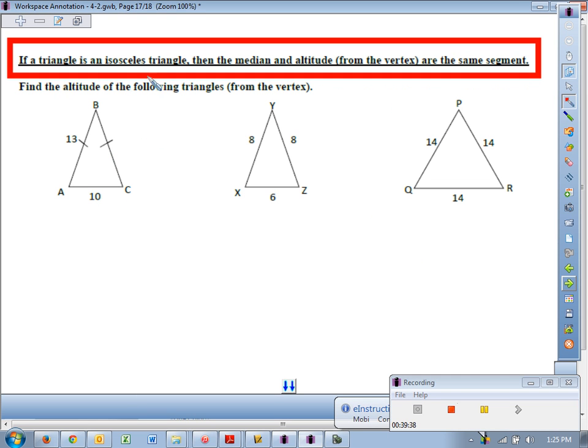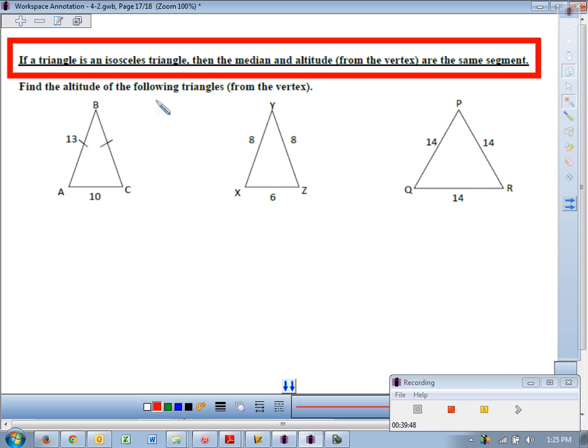And that's what this says in that red box. I don't know if you want to put an asterisk by it or highlight it. If a triangle is an isosceles triangle, then the median and the altitude from the vertex of that isosceles triangle is the same segment. Question on this first problem, which has no number. What kind of triangle is it? It's isosceles. Find the altitude of the following triangles from the vertex. Draw it in. Draw in the altitude of triangle ABC from the vertex.